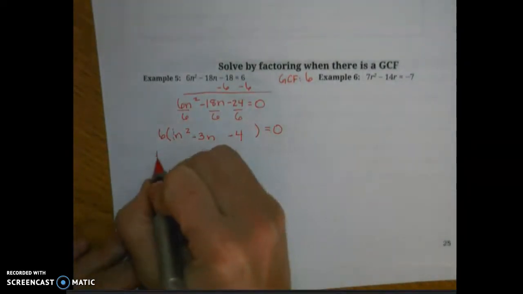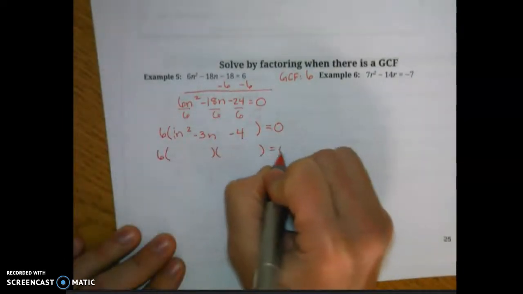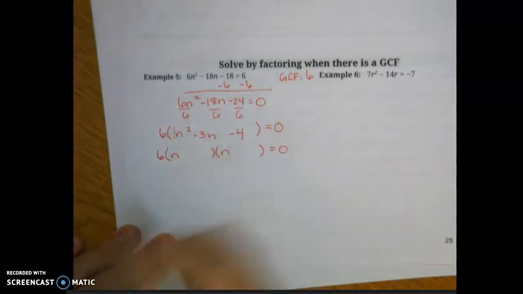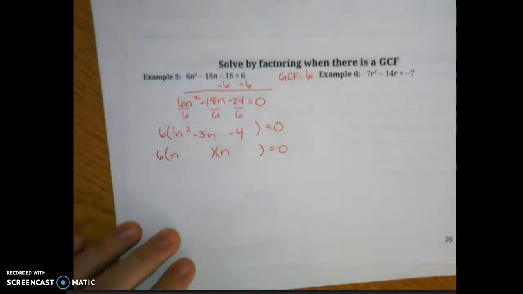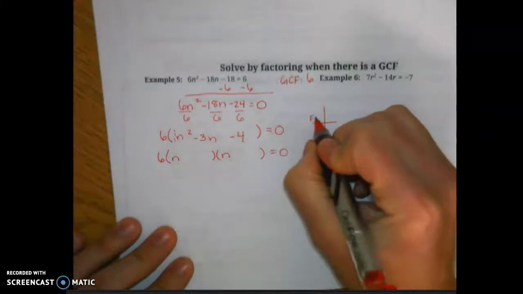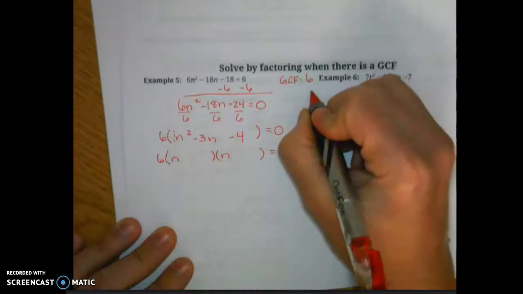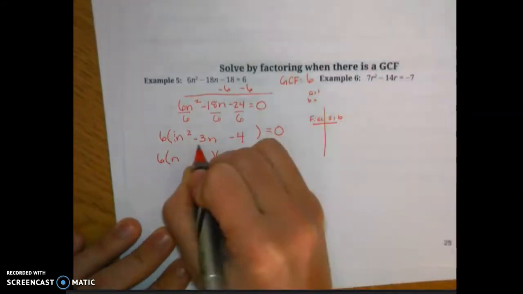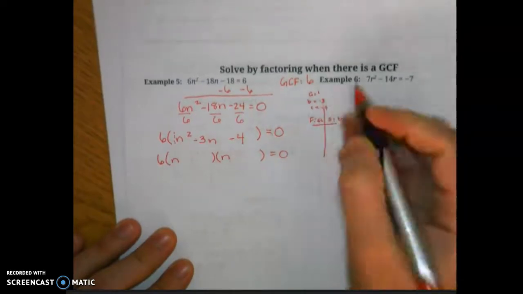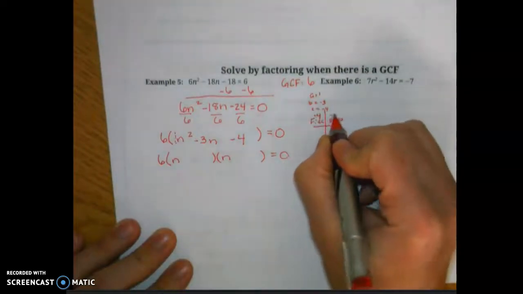Okay, so I'm going to bring down that GCF of 6, and then I'm going to go into my double bubble. Since this is an n, I know that both of the first variables are n. And then I have to figure out what numbers go here and here. So I set up my factor and sum table. So I need factors of a times c with the sum of b. So a is 1, b is negative 3, and c is negative 4. So a times c is 1 times negative 4. I want factors of negative 4 with a sum of b, so negative 3.